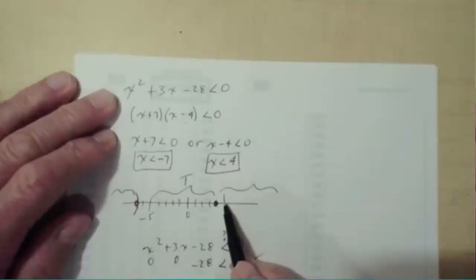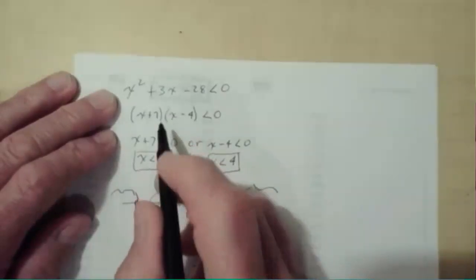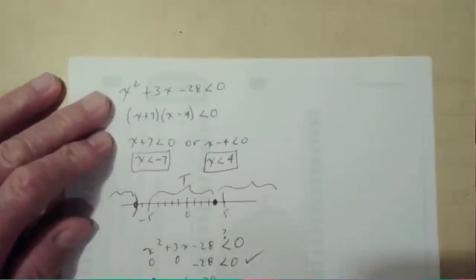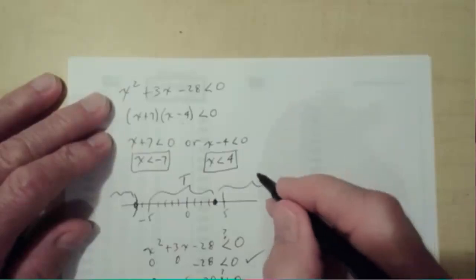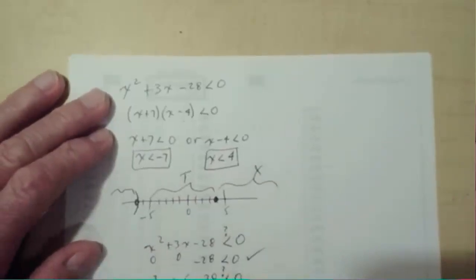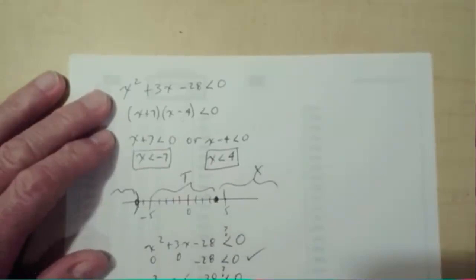Now let's take 5. 5 squared plus 3 times 5, right? We're going to plug 5 in wherever there's an x. Minus 28. Is that less than 0? 25 plus 15 minus 28. That's 40. Minus 28 is 12. 12 is not less than 0. So this one is not in our area. And if you put a number over here like 10, it's going to come out to be false also.